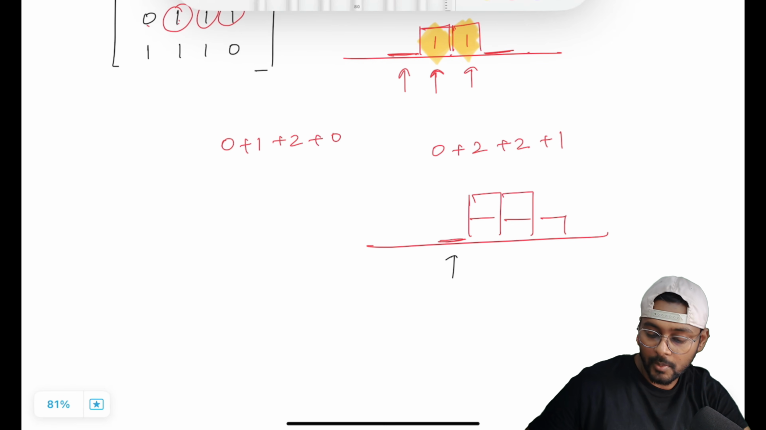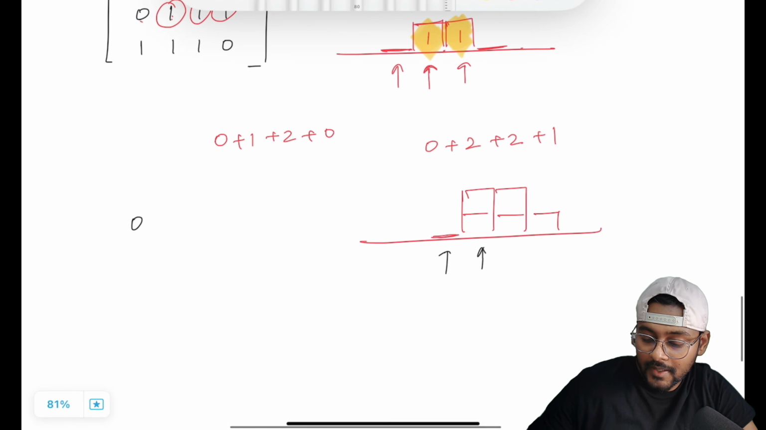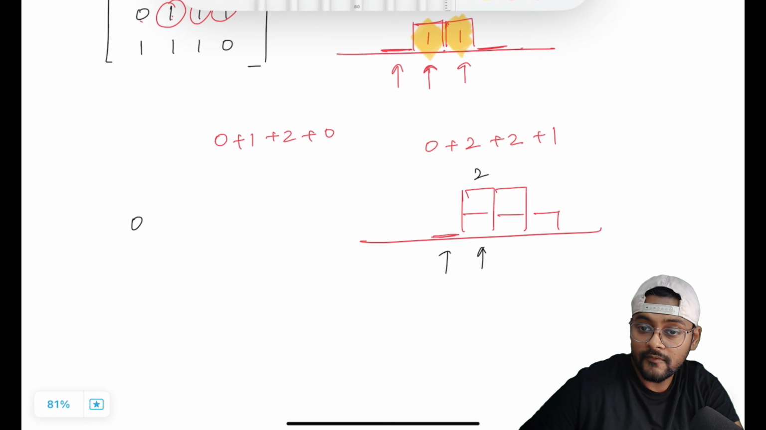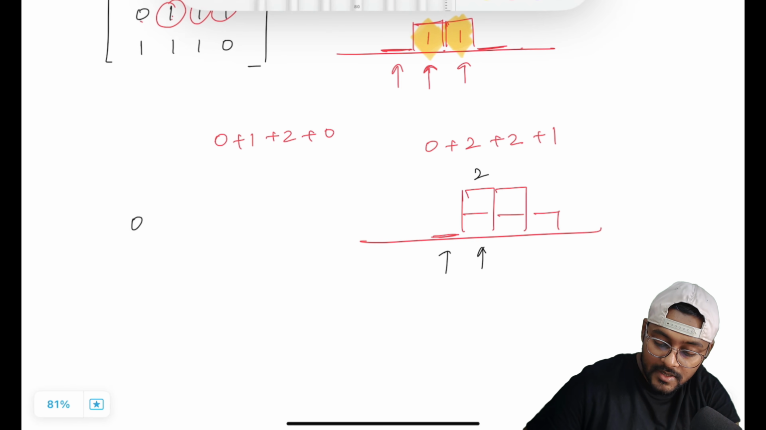Ending at this block, how many rectangles can we form? That is 0. Ending at this block, how many rectangles can we form? See, the height is 2. So we'll check for one size height. We'll check for two size height. So one size height is nothing. I cannot go on the left side. This is the only portion. So one size is 1 and two size is also 1.